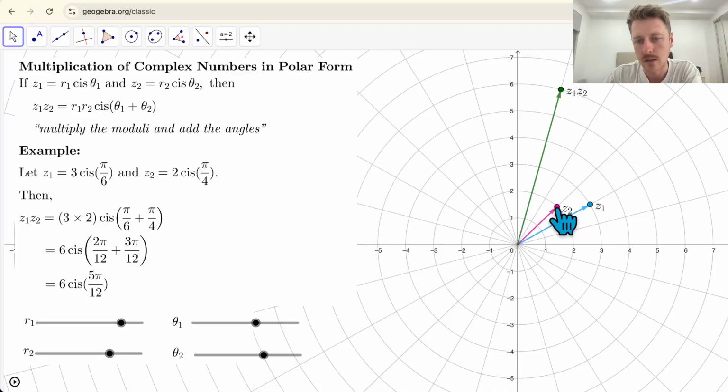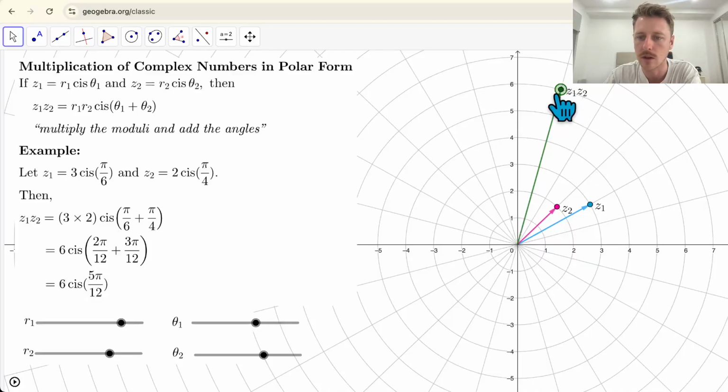So that means it's here. It's pi on 12, 2 pi on 12, 3 pi on 12, which is pi on 4. Okay, and what this rule is saying is, if you want to find the multiplication of them, you multiply the moduli and then add the angles. So 3 times 2 gives us 6, so that gets us up here, and then add the angles. So we're getting pi on 6 plus pi on 4 gives us 5 pi on 12.